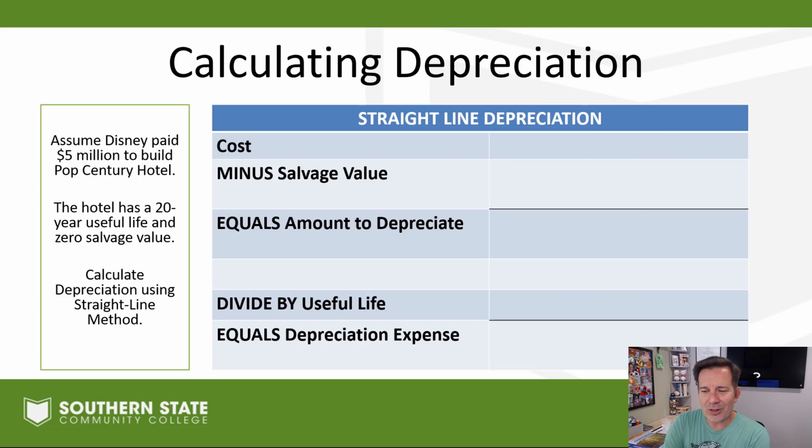So let's just do a little calculation here. We'll assume Disney paid $5 million to build that Pop Century Hotel. The hotel, we're going to assume, has a 20-year life and 0 salvage value. We're going to calculate using straight line methodology. So if you want to go ahead and try to pause the video and plug those numbers in, give it a shot. No pressure. If you're wrong, just erase it and write in what I put in coming up right here. And so I'll give you a second to pause and take care of that.